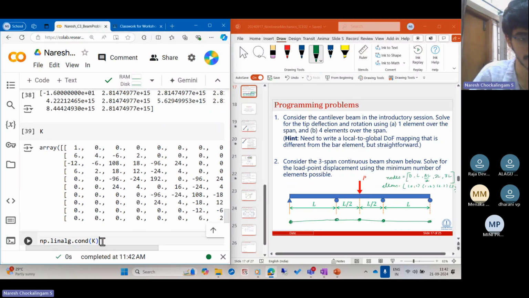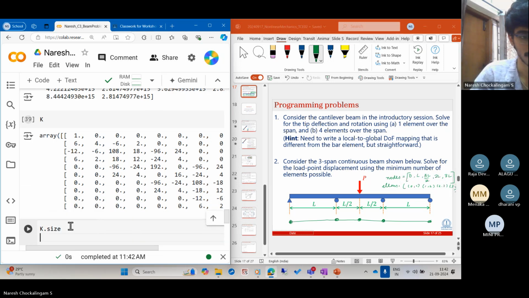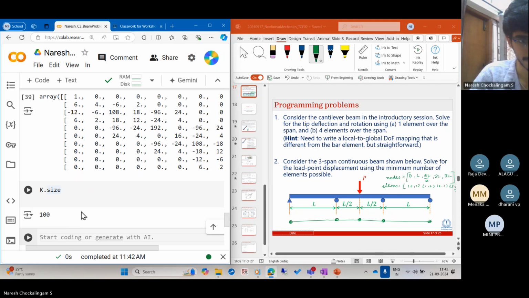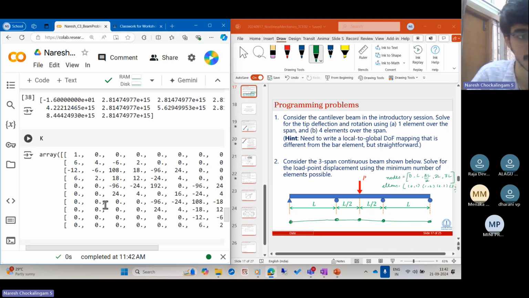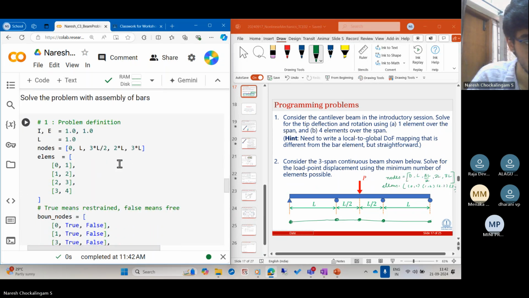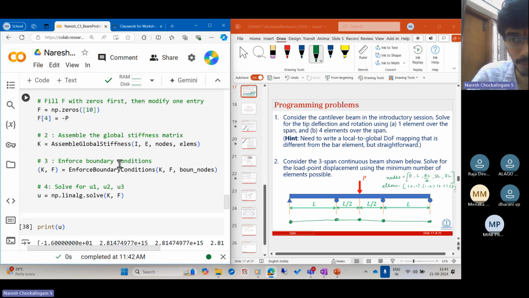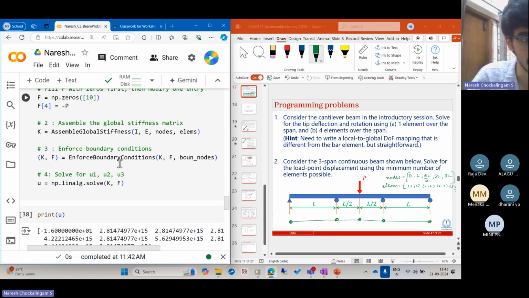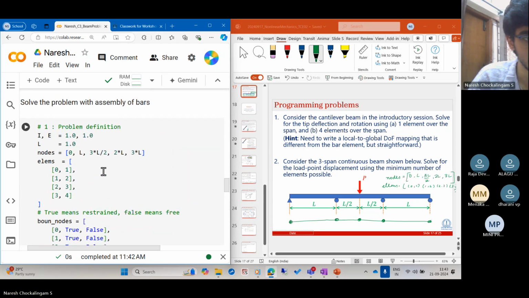Okay, what is the size of K? We'll say K dot. 10 cross 10, that is also fine. We have 5 nodes and 10 cross 10. That's okay. We are not supposed to get values like this, junk. K, F is fine. Maybe the realistic values of I and this one will help.